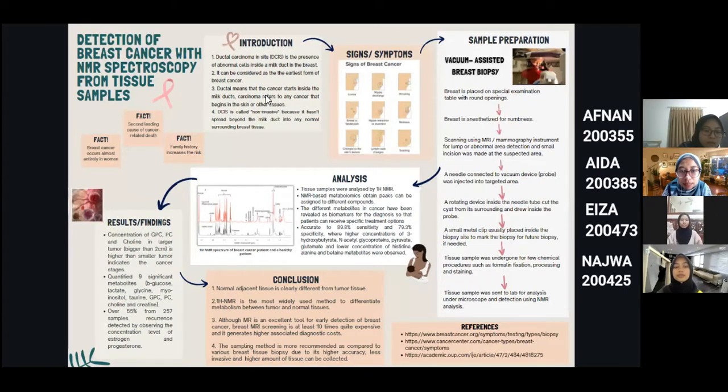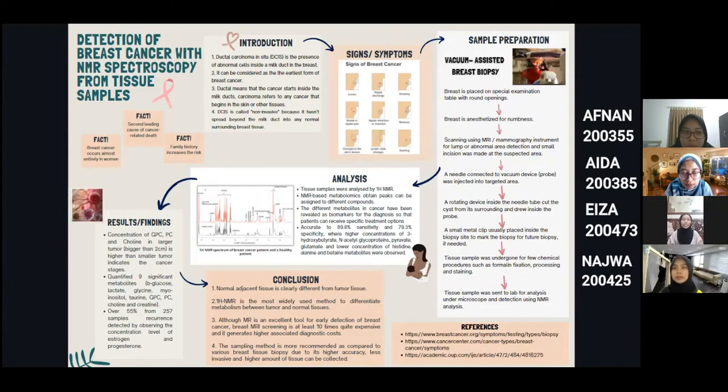Next are the symptoms or signs of breast cancer. Firstly, we can observe around the breast: it contains lumps, and then nipple discharge, dimpling, breast or nipple pain, nipple retraction or inversion, and then redness around the breast, changes in the skin texture, and then swelling.